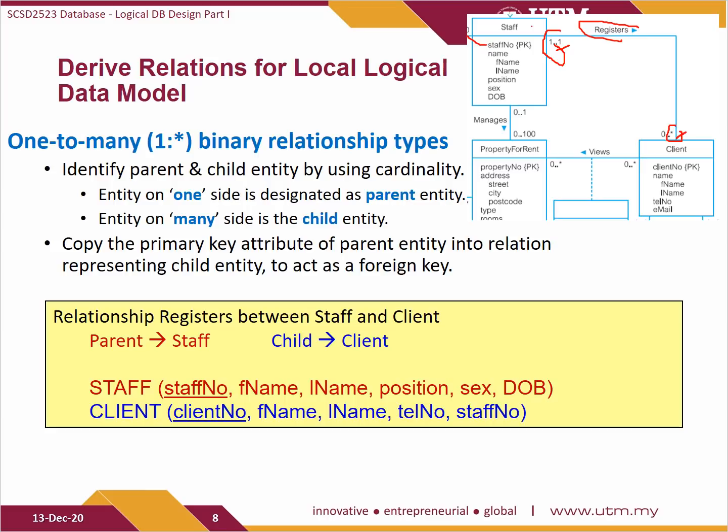The composition of the staff and client relations is, okay, if you can see here, staff relation here consists of staff number, first name, last name, position, sex, and DOB, and primary key is staff number. And client relation consists of client number, first name, last name, telephone number, and staff number. And primary key of client relation is client number, while staff number here is foreign key.